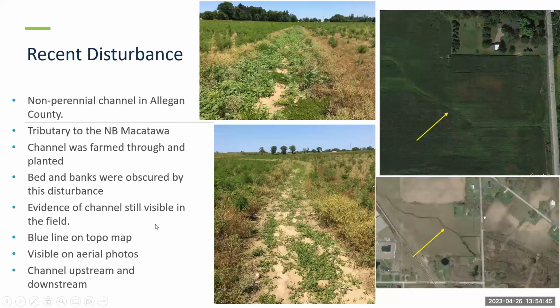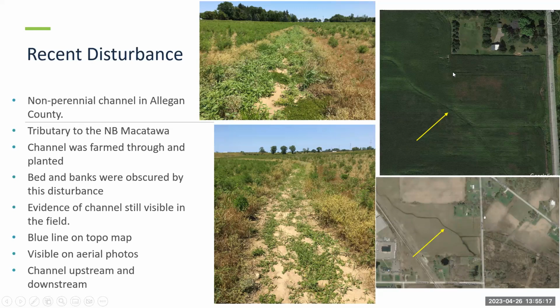And then here's an example of more recent disturbance. So this is a non-perennial channel in Allegan County. It's a tributary to the North Branch of the Macatawa. This channel was farmed through and planted, and the bed and banks are very obscured by that disturbance. So you can see in these aerial photos, out of the growing season, it's very obvious that there's a channel that flows through here.